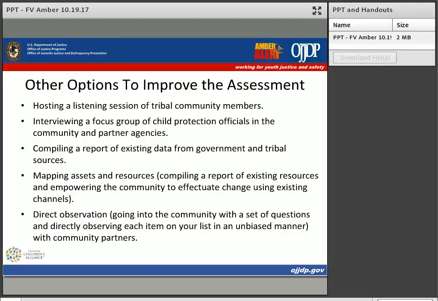One of the things that is especially important when we're justifying what we're doing is looking at data. While data is hard to come by in Indian country, if you can map the data that is available, you can look at the assets and resources that are out there so that you can show the community what you bring to the table, what the community brings to the table, and where the gaps are. It's much more effective when you do that assessment.